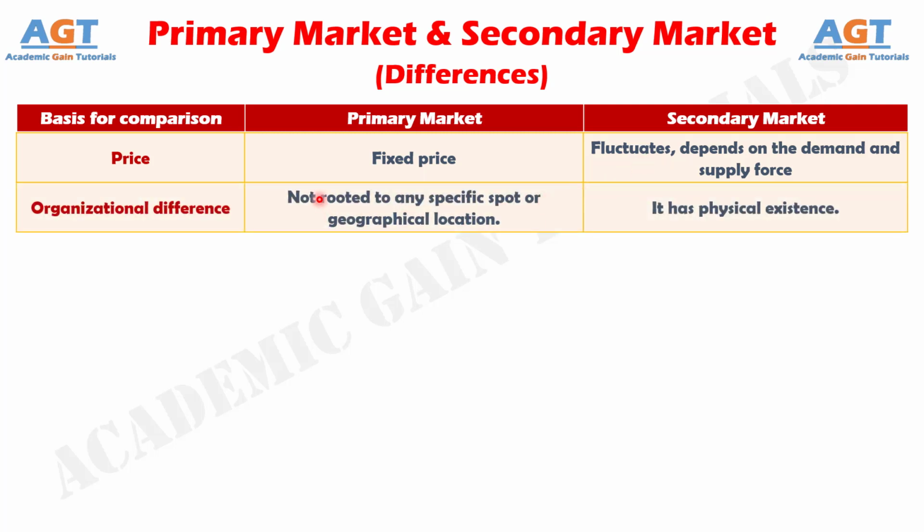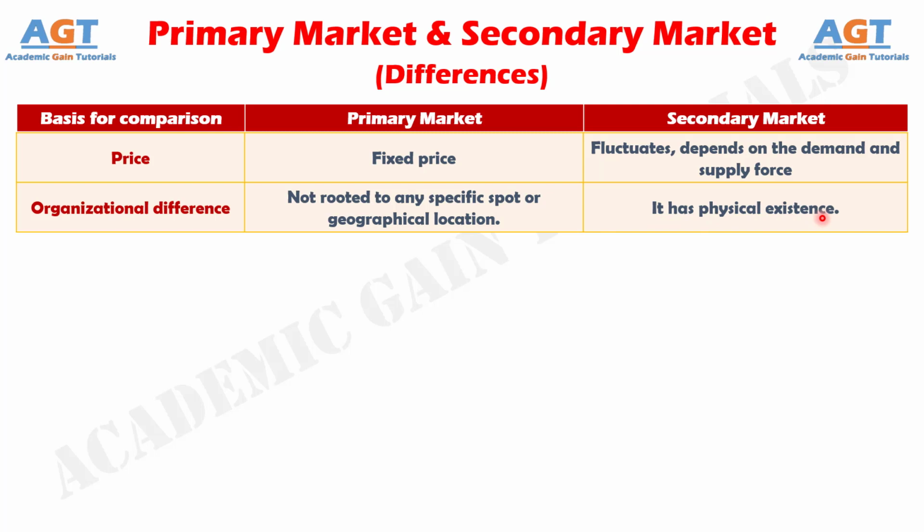And difference number 10. The primary market is rooted in a particular place and has no geographical presence, as it has no organizational setup. Conversely, the secondary market is present physically, as stock exchange, which is situated in a particular geographical area.